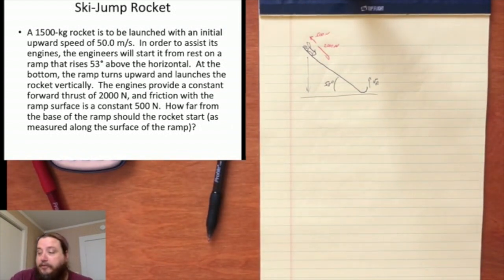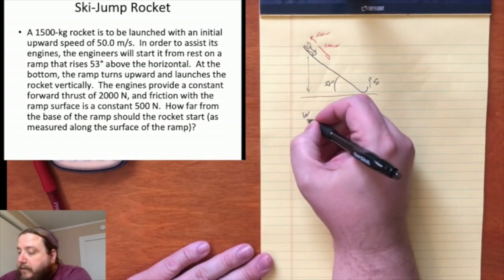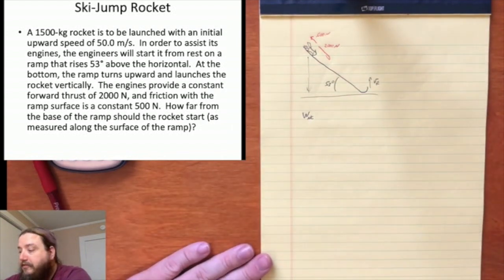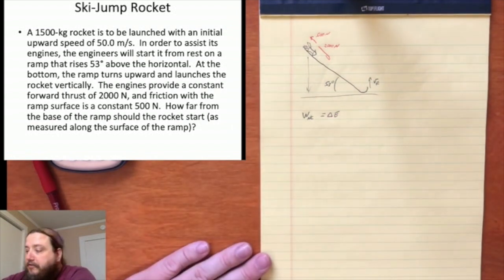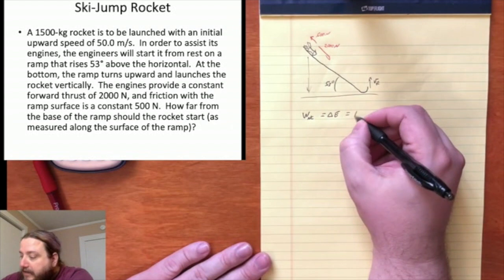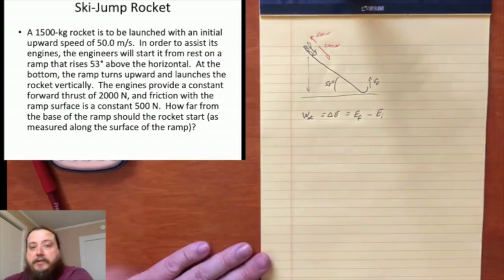Gravity is a conservative force, and so we have some gravitational potential energy, and then we're looking at some kinetic energy. So there's three forces involved: thrust, friction, and gravity. One of those forces, gravity, is conservative. The other two forces are non-conservative. And so what we're going to say is the work done by the non-conservative forces in our system is going to equal the change in the energy of our system. It's going to be the final energy minus our initial mechanical energy.